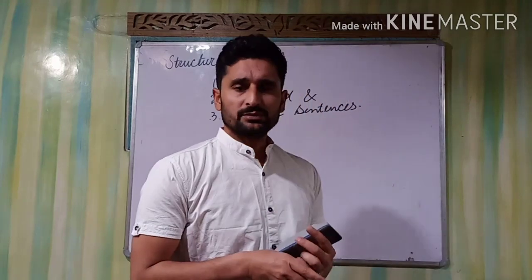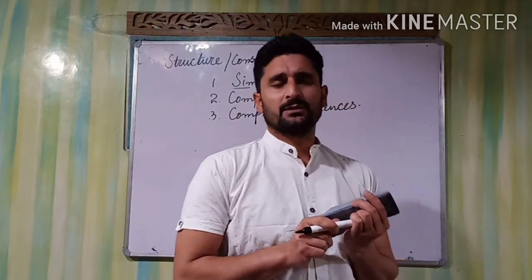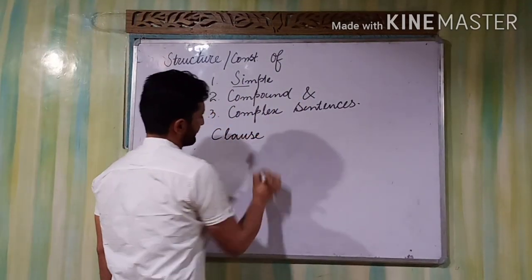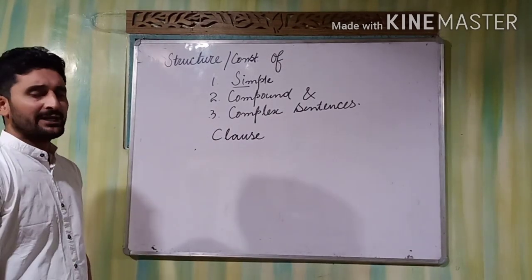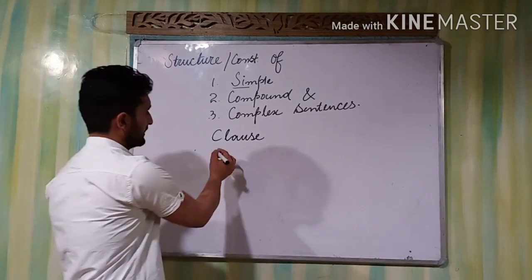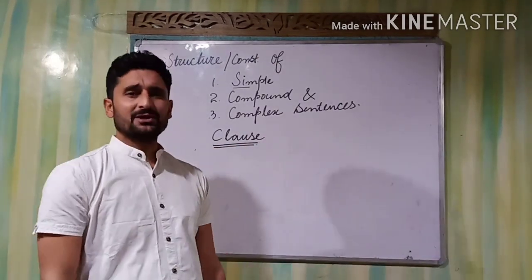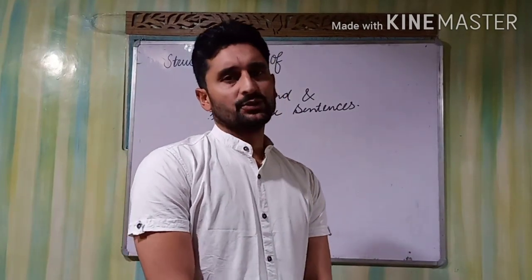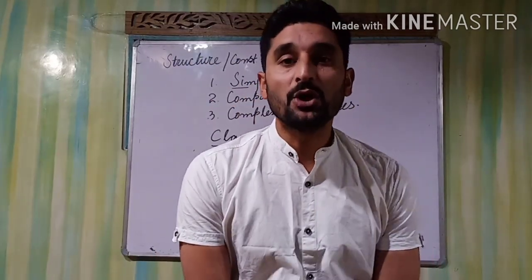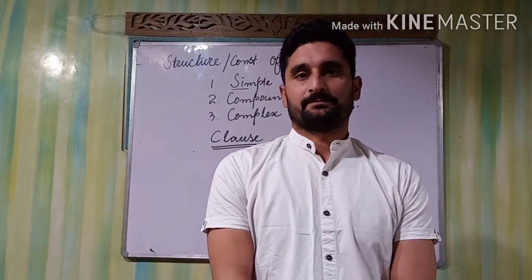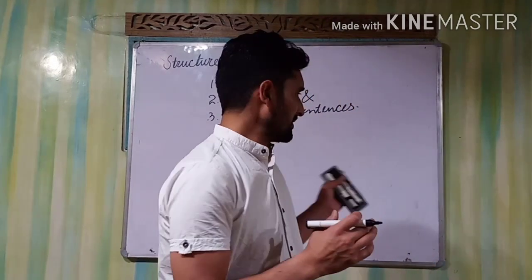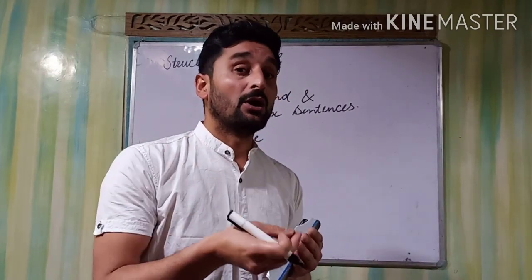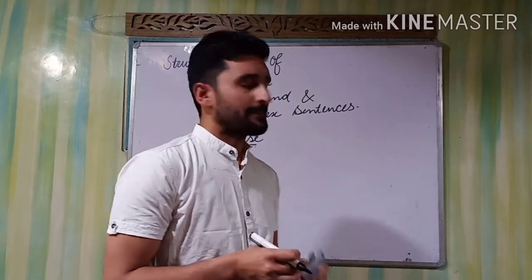All right, so the first point is a clause. You might have heard, you might have learned about a clause. We generally say a clause is a sentence which has got a complete meaning. But my dear students, I do not agree with that definition. Because had a clause been a complete sentence, there wouldn't have been a dependent or a subordinate clause. All right?